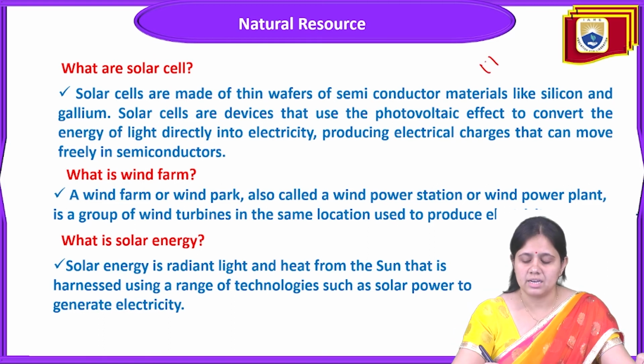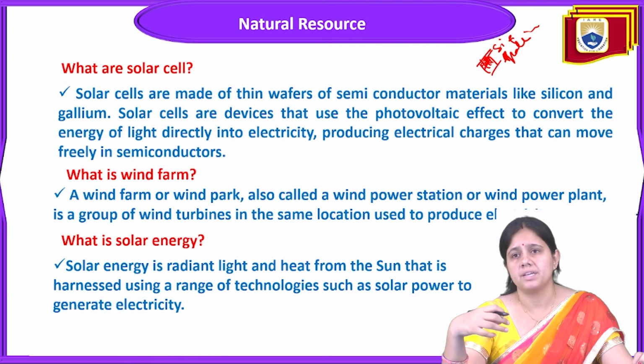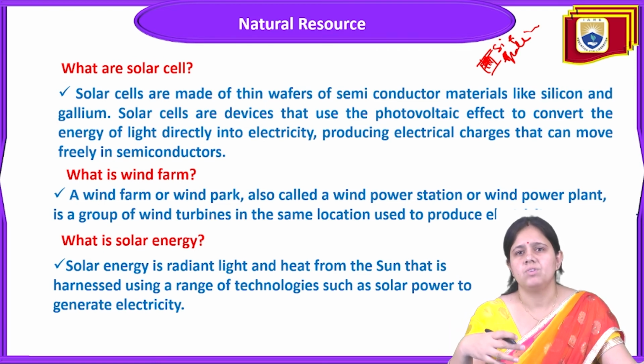What will happen in the solar cell? There is a solar panel, made of a semiconductor like silicon and gallium, and that device will convert sunlight into electricity. When sunlight falls on these semiconductors, the particles will automatically be charged, and this effect is called the photovoltaic effect. With that photovoltaic effect, the energy of light is converted directly into electricity. Then we can use this solar energy for electricity purposes. That's why the solar cell is there.